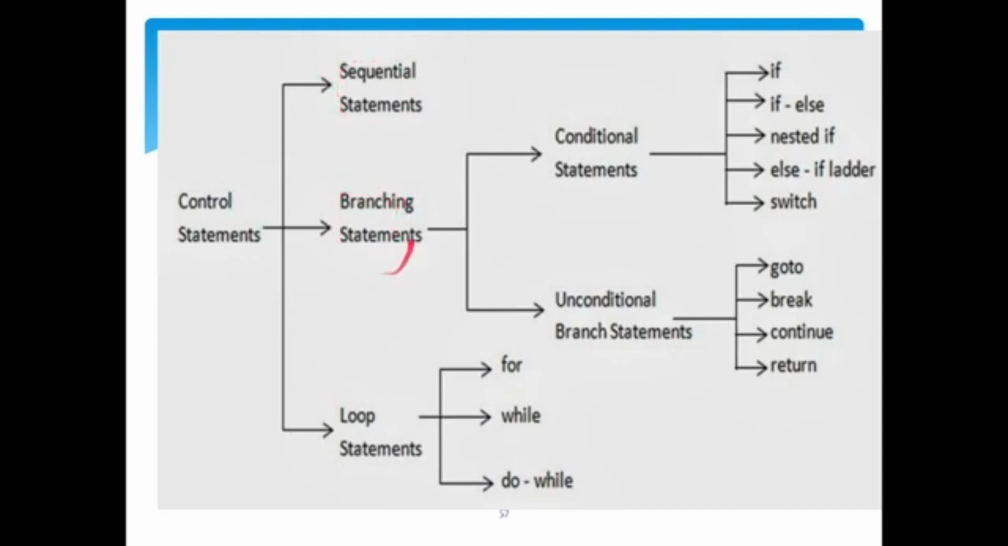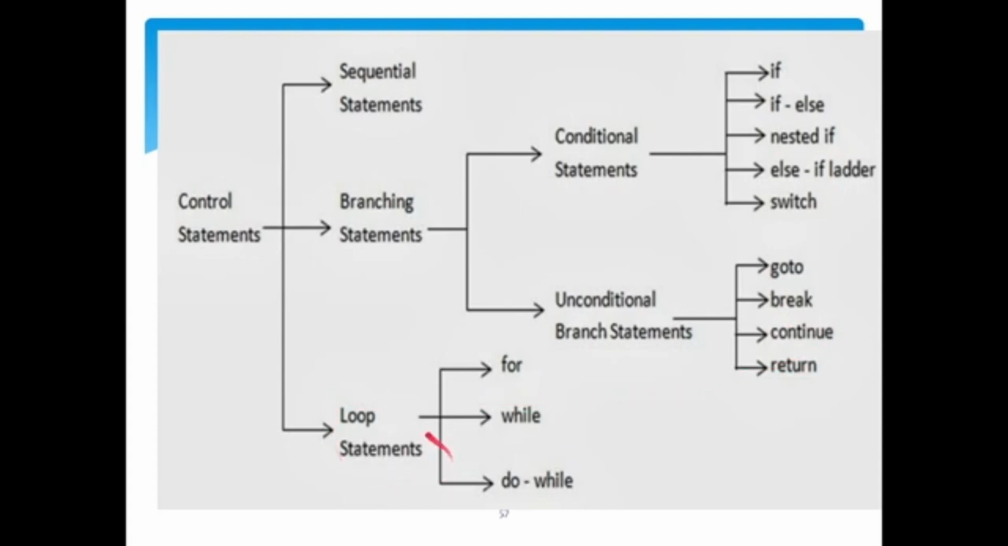What are these branching statements? Okay, branching are of two types: conditional statements and unconditional statements. Conditional statements are nothing but specifying a condition. We can specify condition using these 5 parts: using if, if else, nested if, else if ladder, and switch statement. What are unconditional branch statements? These are of 4 types where you will not be specifying any condition: goto, break, continue and return.